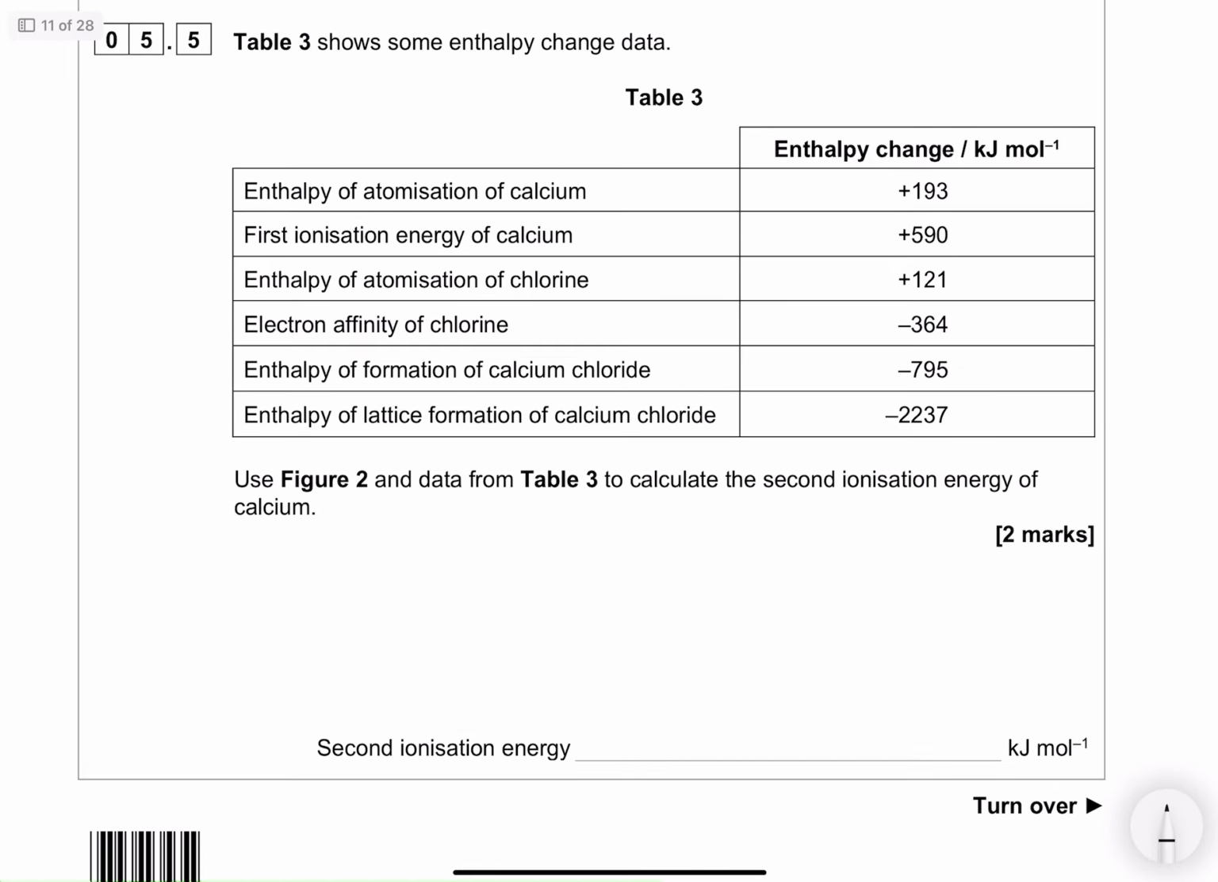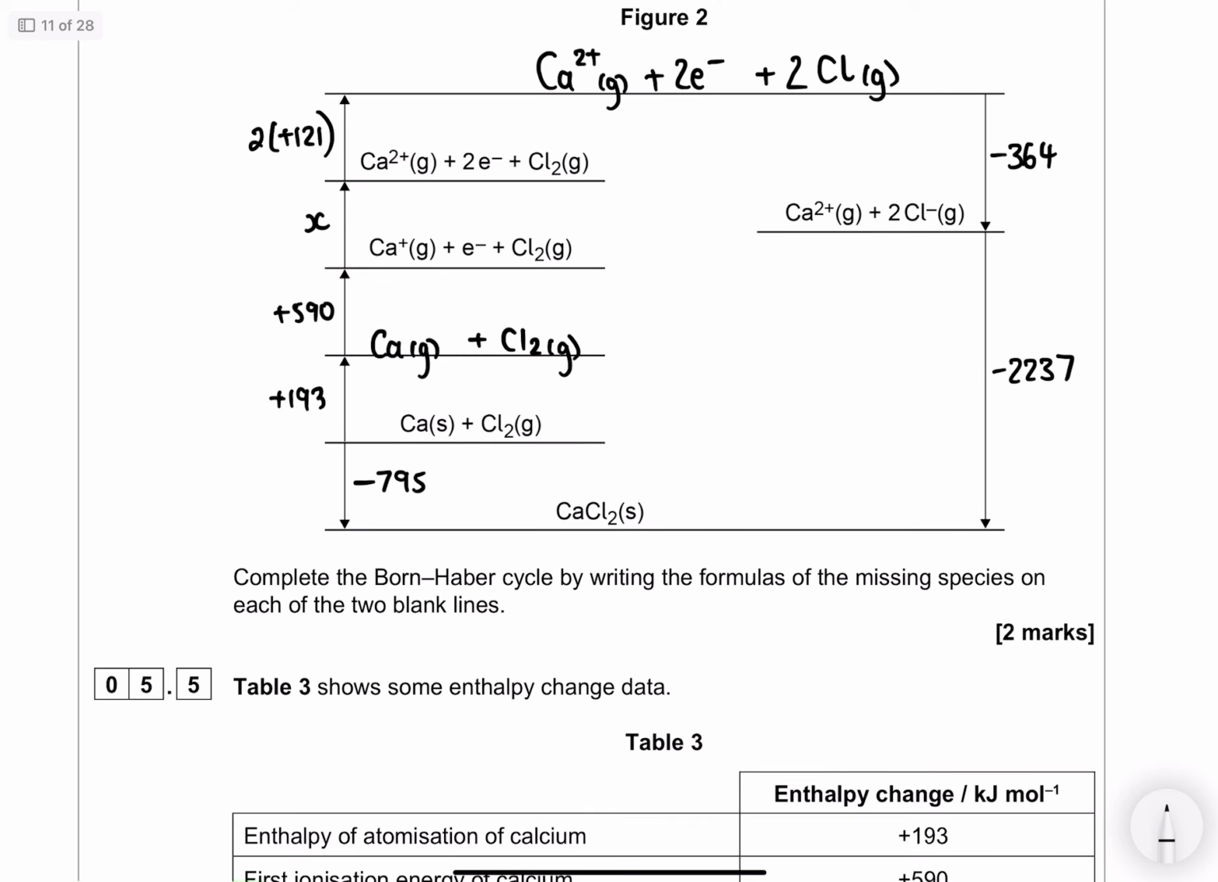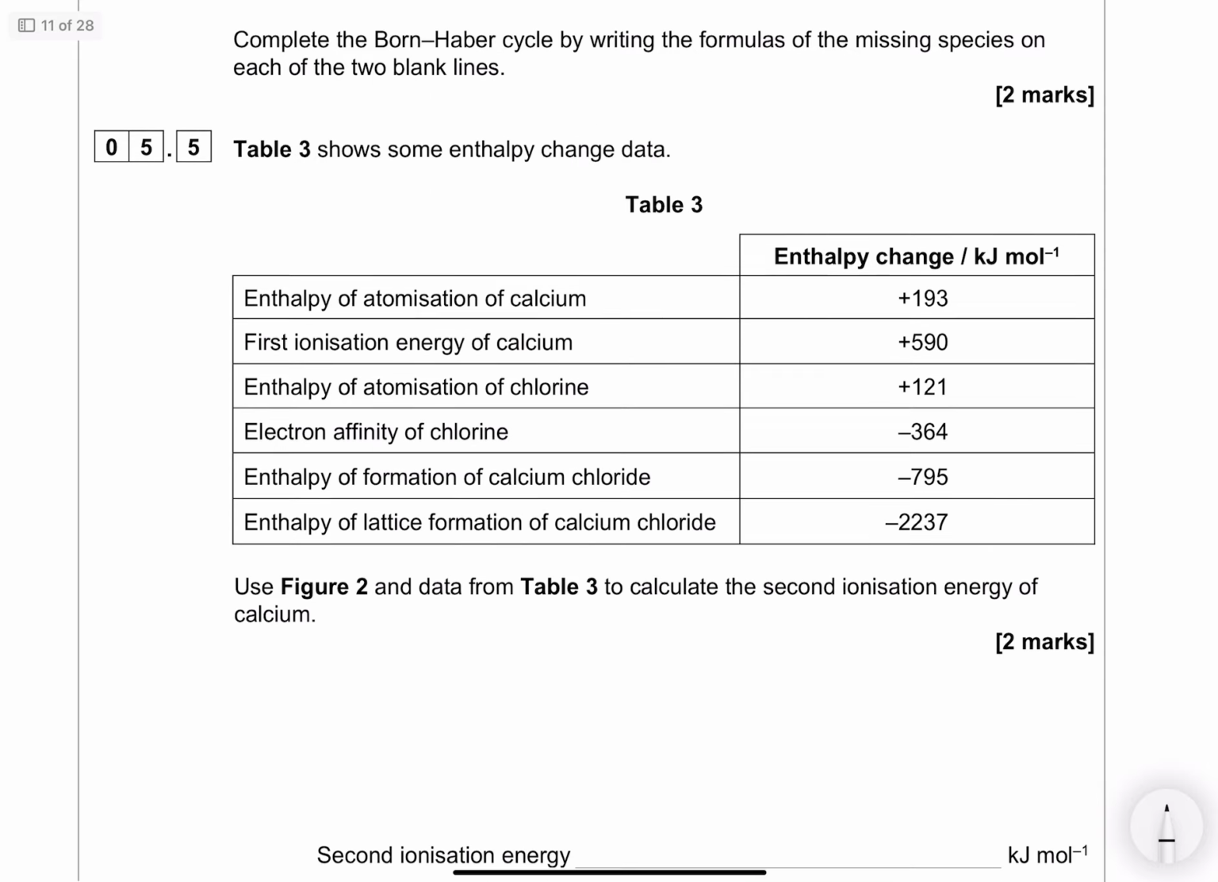The next thing we have to do is calculate the second ionization energy of calcium. So there are different ways that you can do this. You could do that -795 is equal to all the other arrows added together.